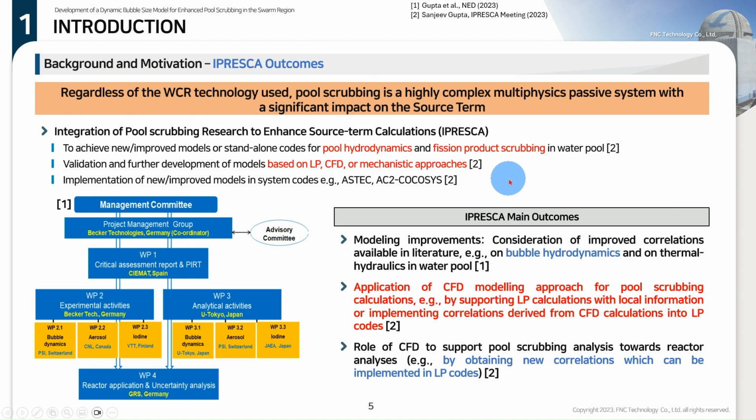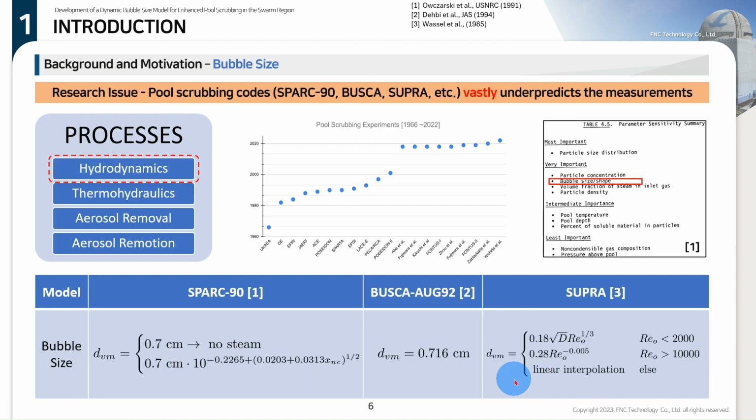I would like to introduce the IPRESCA outcomes. IPRESCA is an expert group that comes together and discusses pool scrubbing and source term calculations. One of the main outcomes of last year's meeting was using CFD modeling to introduce new correlations to the pool scrubbing codes, which will be done in this research.